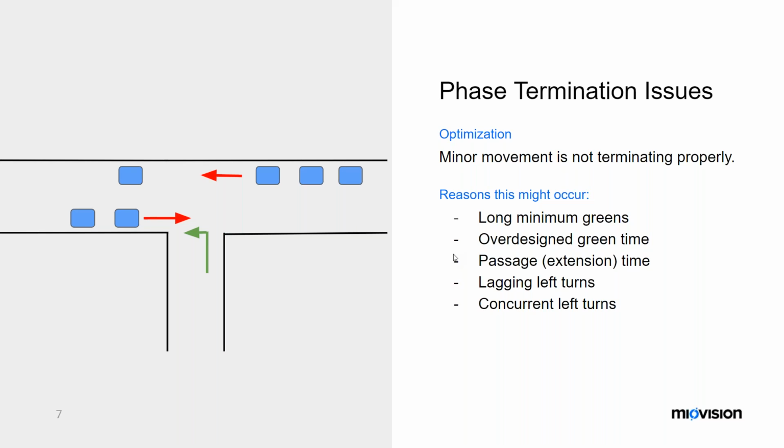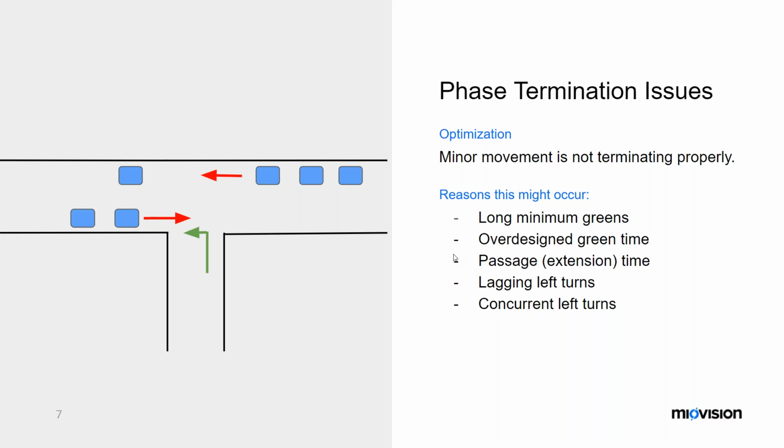The second issue that it identifies is called phase termination issues. This one is likely the more obvious one. It's around looking at minor movements and minor movements not terminating properly, essentially presenting itself with an excessive amount of spare capacity on a minor movement. So if you have a main line and it's actuating, or it's essentially just using a fixed time maybe on that minor movement, you're going to end up in a scenario where maybe there's an alert sent for a phase termination issue.